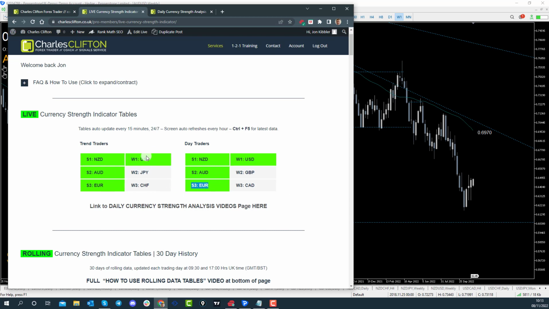On the weak side, we've got some differentials. However, the US dollar is the weakest currency on both tables here at W1. On the trend traders, it's followed by the Japanese yen, being the second weakest, and then the Swiss franc being the third weakest. On the day traders, it's showing us that the pound is the second weakest and that the Canadian dollar is the third weakest.